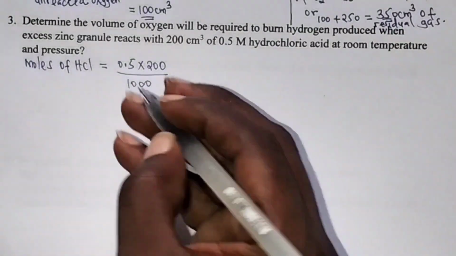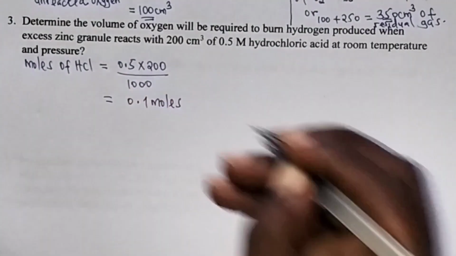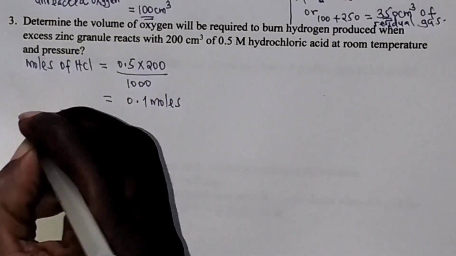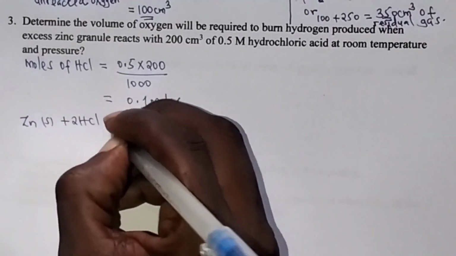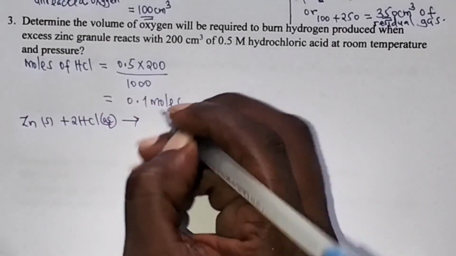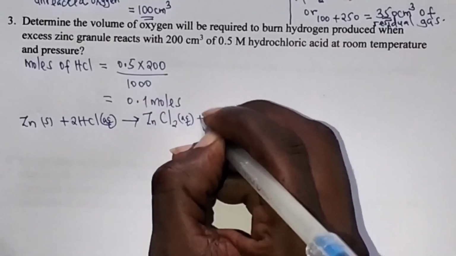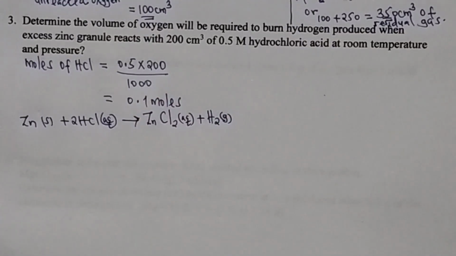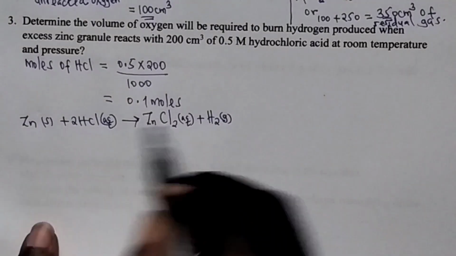So we are going to get 0.1 moles. So next, let's write the reaction between zinc and hydrochloric acid. So we are going to have zinc solid plus 2 moles of hydrochloric acid aqueous. We are going to get zinc chloride solution plus hydrogen gas. So here we can get the number of moles of hydrogen gas using the mole ratio.